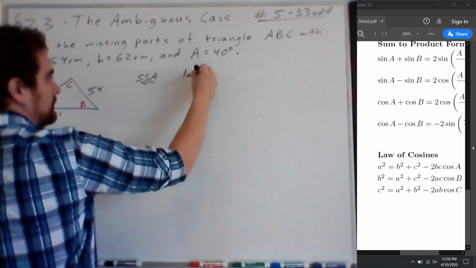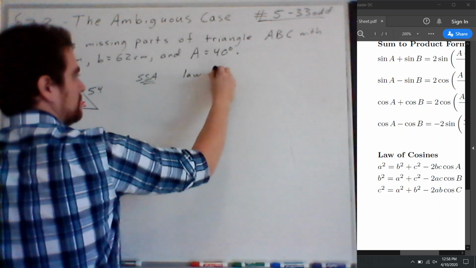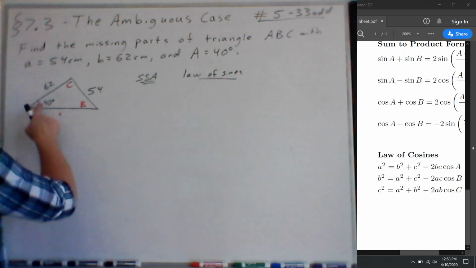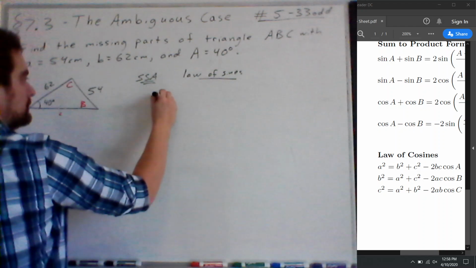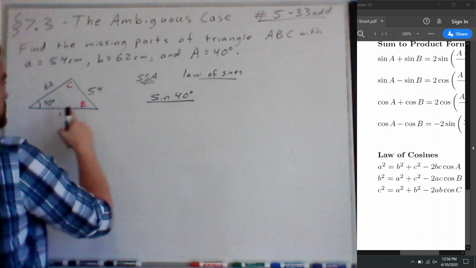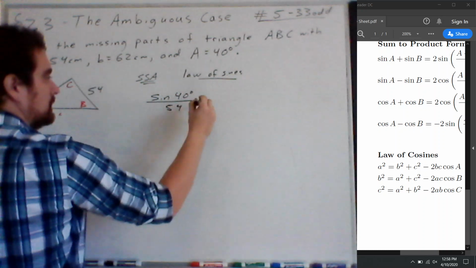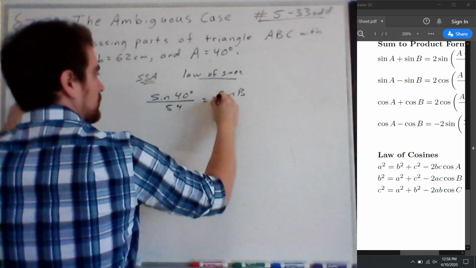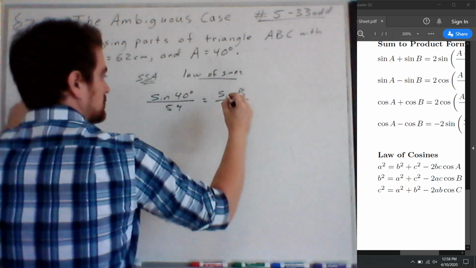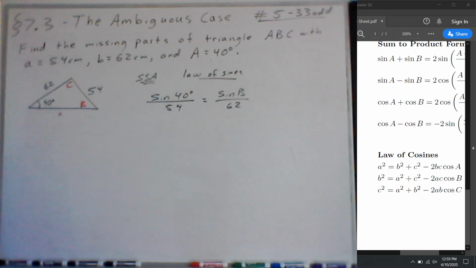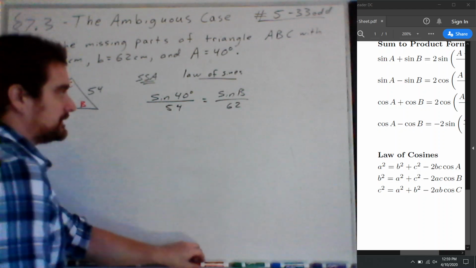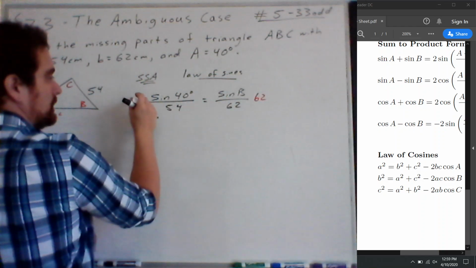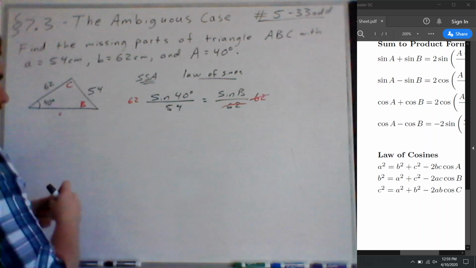Again, I like to default to law of sines to solve these. So we'll start with saying sine of A over A, which is sine of 40 degrees over 54, is equal to sine of B over B. I don't know angle B, but I do know this is 62. So we'll multiply both sides by 62, which cancels that out over there.